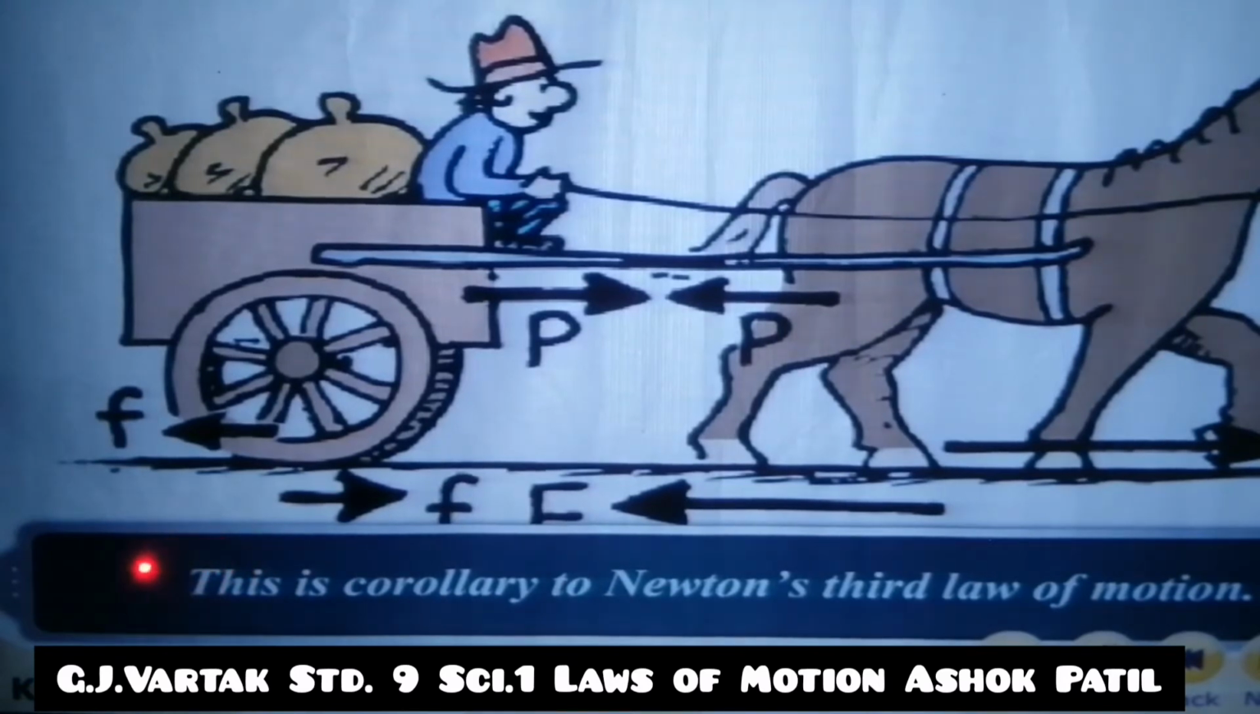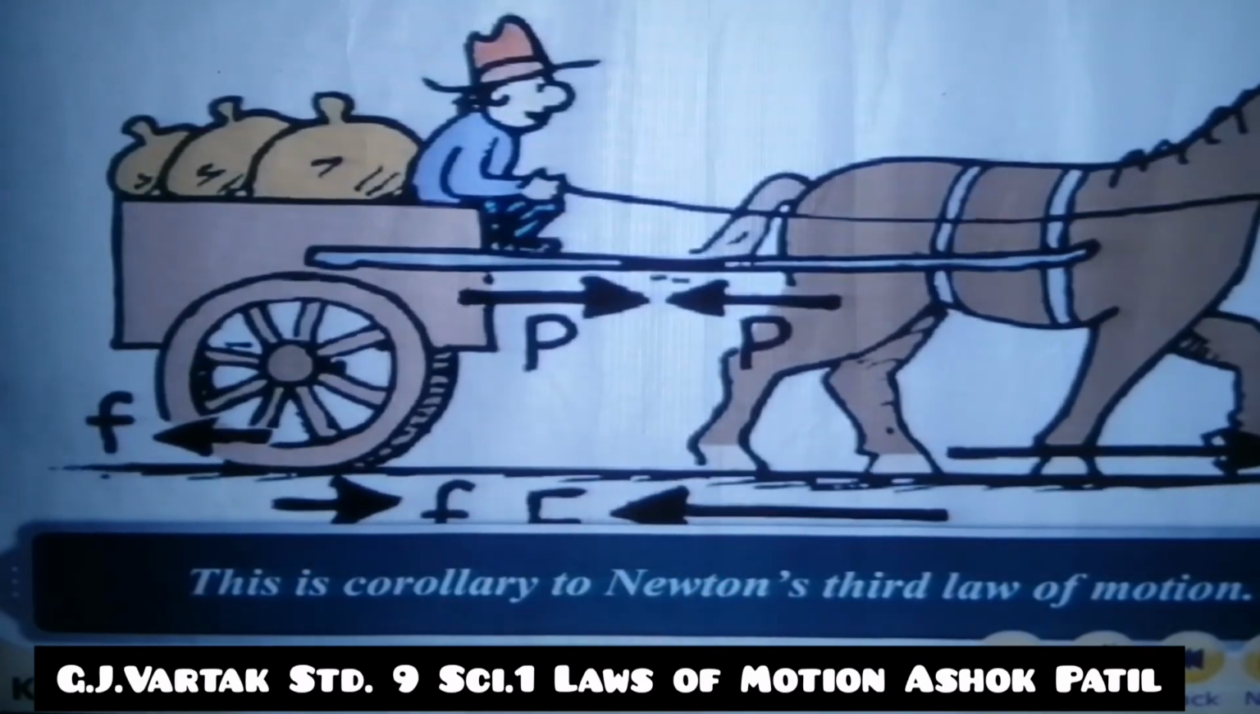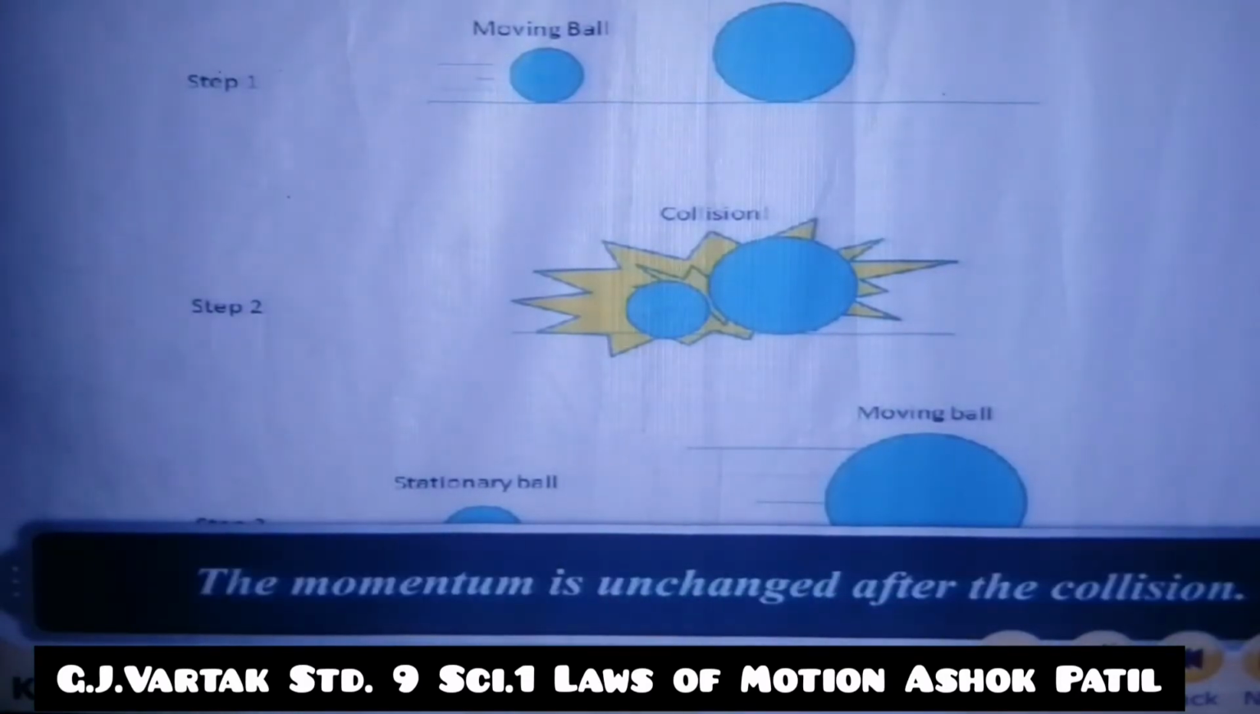This is a corollary to Newton's third law of motion. Explanation. Step 1, this is the moving ball, this is the stationary ball. Step 2, the moving ball collides onto the stationary ball. When the moving ball collides onto the stationary ball, the moving ball comes back and the stationary ball moves forward.